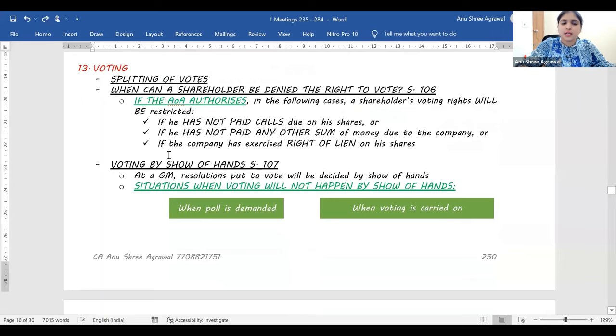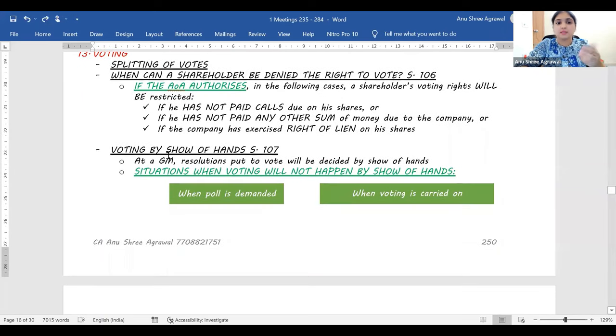Voting. Voting can happen in various methods. By the way, can we ever take away voting right from a shareholder? We can take away voting right from a shareholder only in one case, and that is, let us say calls are in arrear, he is not paying the call money and AOA authorizes. If AOA authorizes and if he is not paying call money, then we will take away his voting right. Otherwise, we cannot take away voting right from a shareholder.